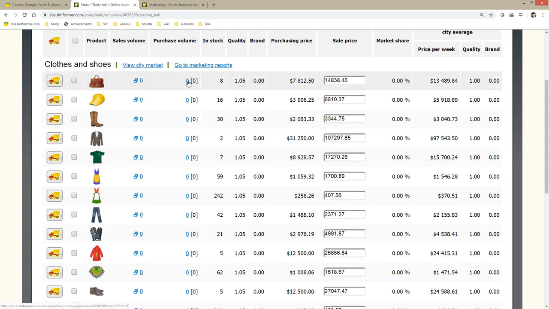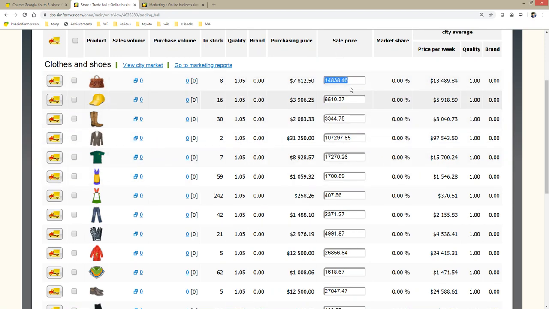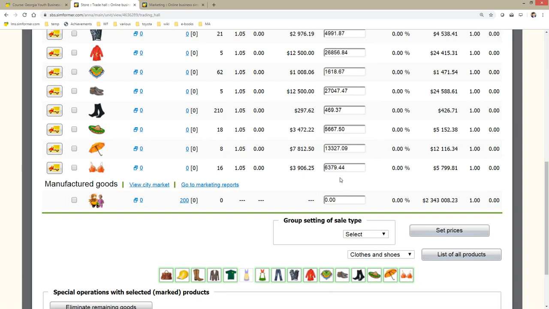Purchase volume, this is where you can order a good, as well as you can see how many of the order you have received, as well as how many and how much of the goods you have in stock, their quality, brand value if there is such, purchasing price, as well as sales price, which you will have to input on your own, as well as city average values, which show how competitive your price is compared to what is within the city on average. Whenever you input a price, don't forget to click on the button Set Prices or press Enter.